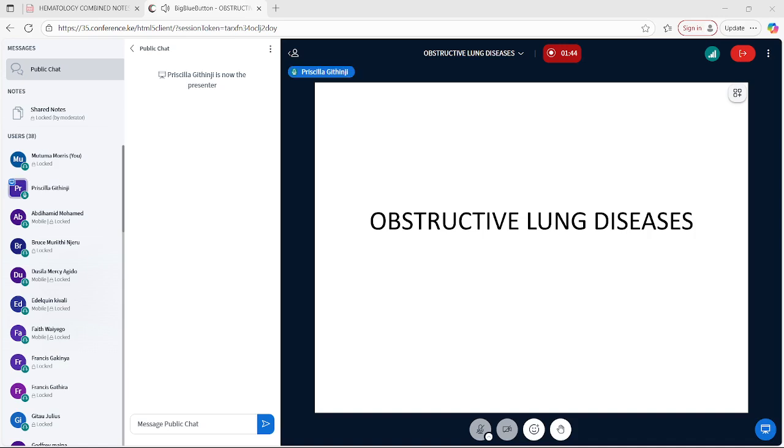Today we are going to look at lung disorders referred to as obstructive lung diseases. As the name suggests, obstructive means that there is obstruction to the airflow. From your anatomy and physiology, you know that the function of the lungs is to perform oxygen and carbon dioxide exchange. So if there is any abnormality in that exchange, then the effect is that you have accumulation of carbon dioxide within your system.